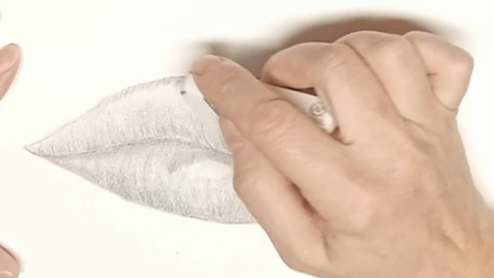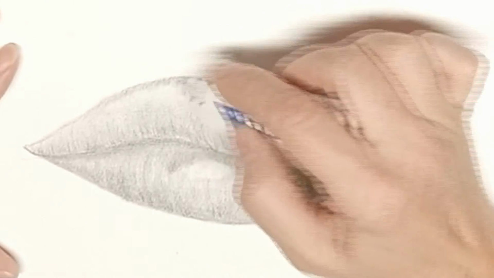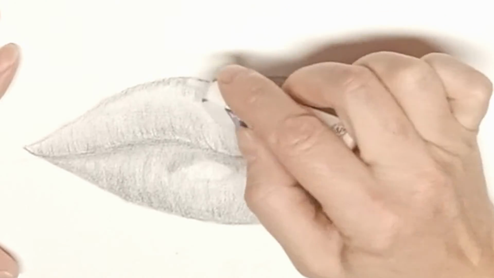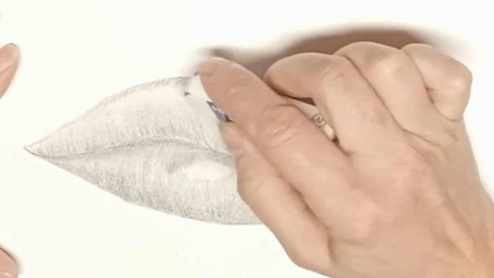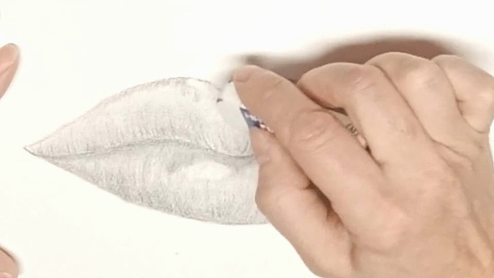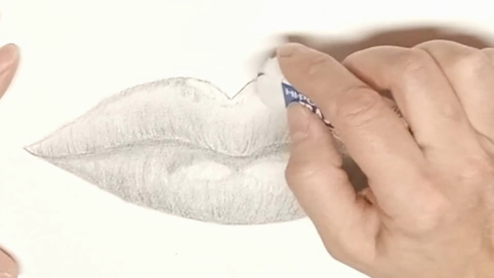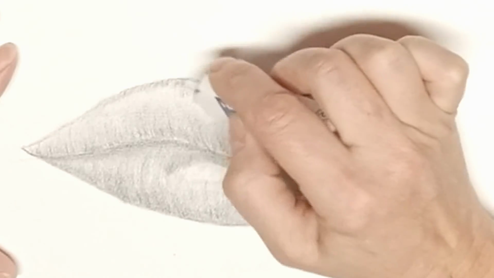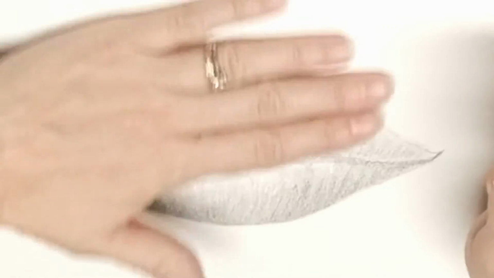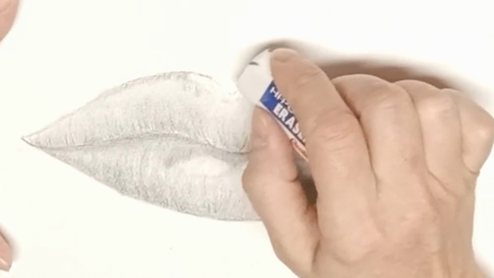So I'm going to go in and I'm going to remove some of this color that I have up here where I want this highlight to be. And I'm also going to, with my eraser, just take away a little bit of this dark Cupid's bow because I want this to be a little lighter so it looks a little more natural.